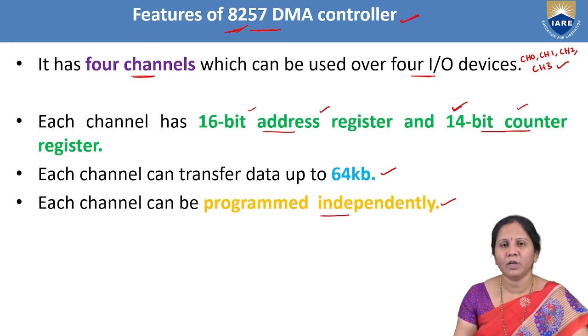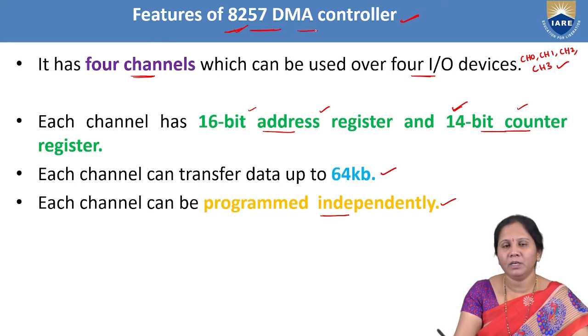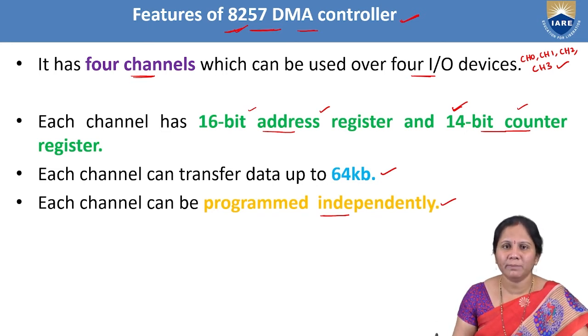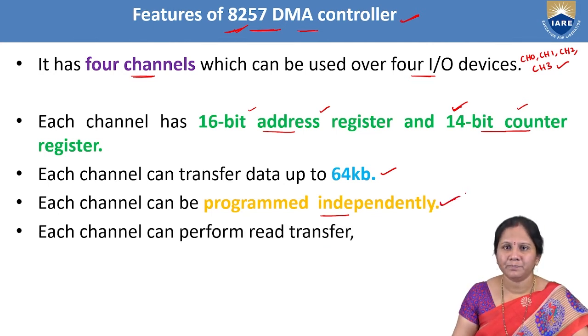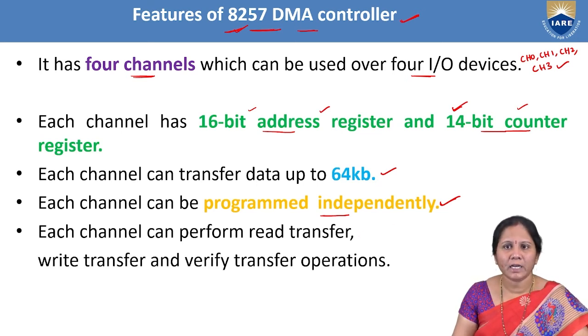So totally if we count the number of registers in this 8257 DMA controller, the number of registers available here are 10. So by changing the bits in the required registers, each channel can be programmed independently. And each channel can perform different operations like read transfer, write transfer and verify transfer operations.